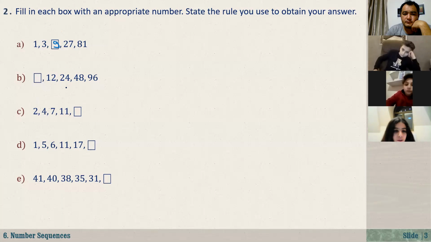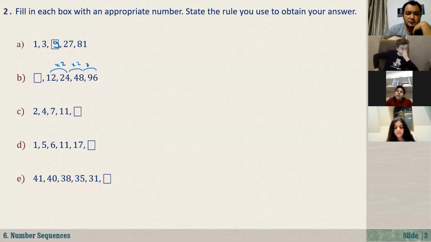It will be 0. 0? Yes, I think so. Are you sure? Now, how do we get, for example, from 12, how do we get 24? We multiply by 2, right? Here, multiply by 2. Here, multiply by 2. So that means what number is multiplied by 2 is 12?